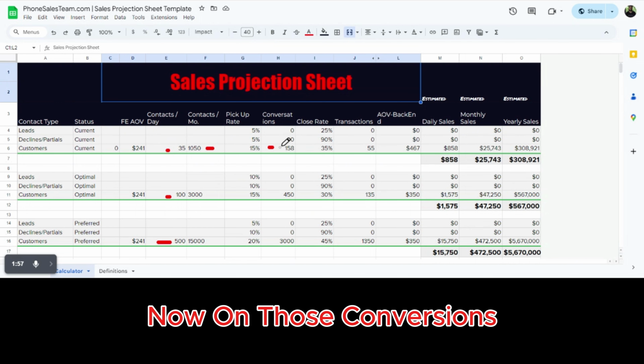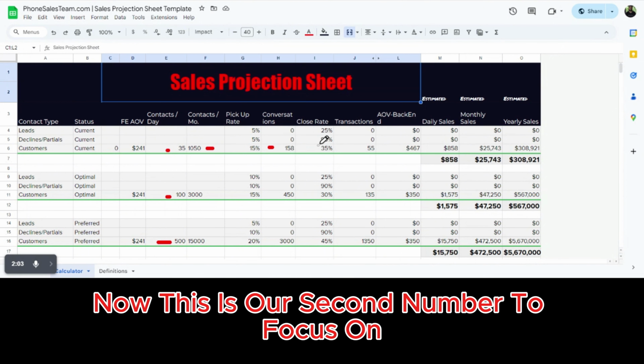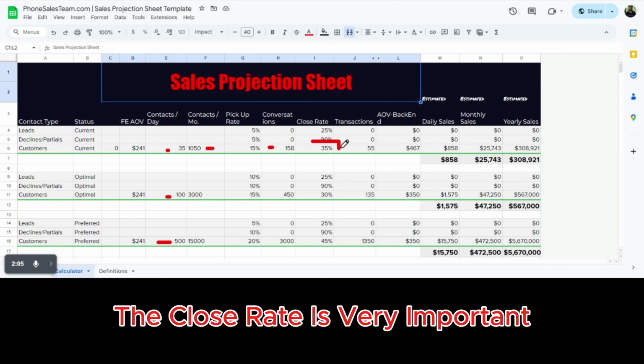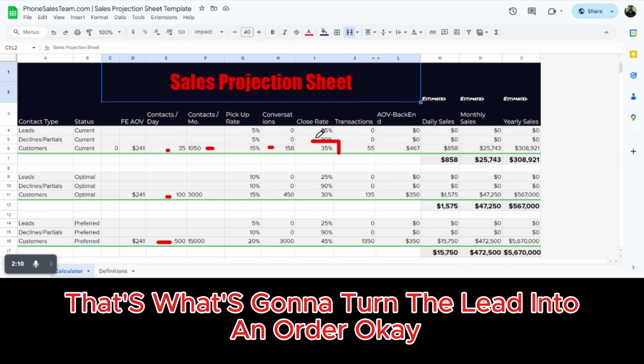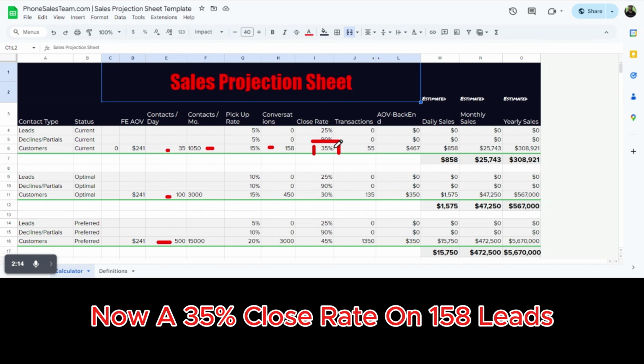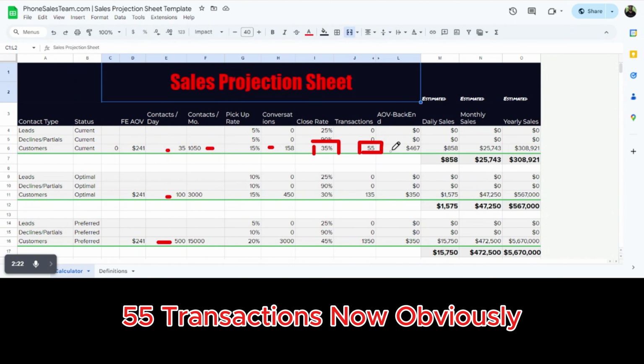Now on those conversions, we're going to have a 35% close rate. This is our second number to focus on. The close rate is very important because that's what's going to turn the lead into an order. A 35% close rate on 158 leads is going to guarantee us 55 orders, 55 transactions.